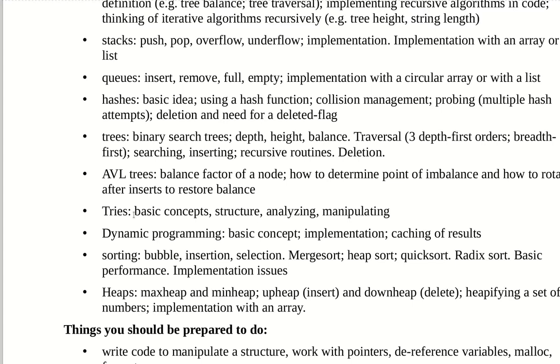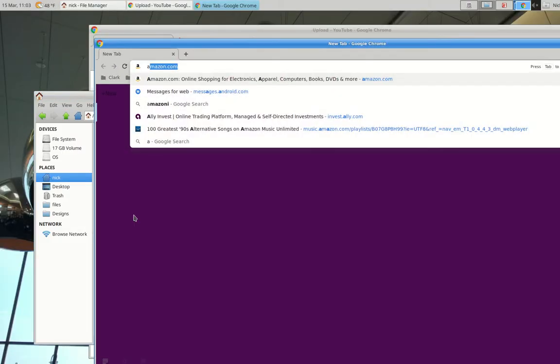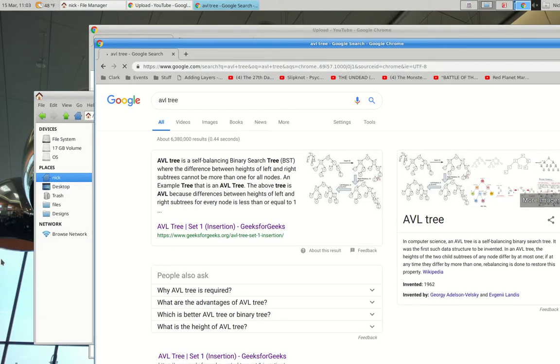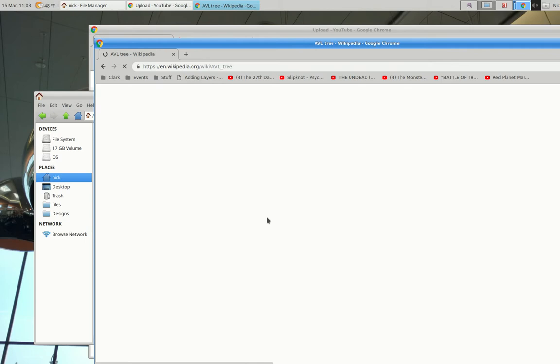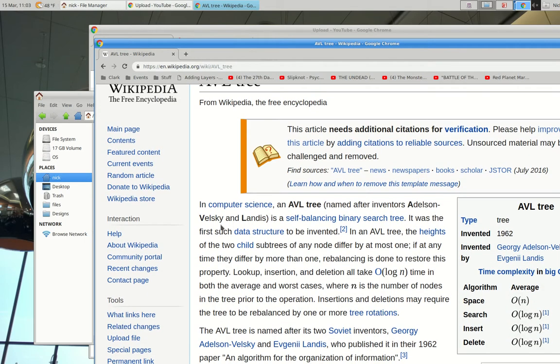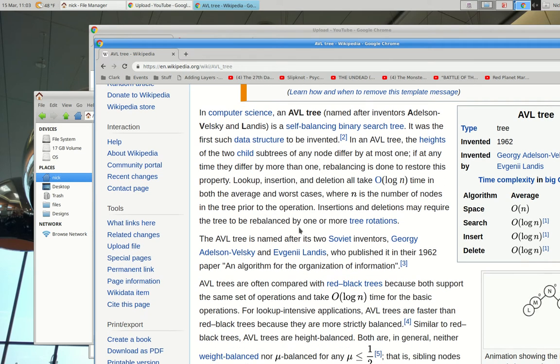AVL stands for what again? Let's look it up because it's 3 people's names. Well, it's two people's names, but one person has 2 names. It's Adelson and something. Adelson, Velsky, and Landis. But Adelson gets 2 initials.